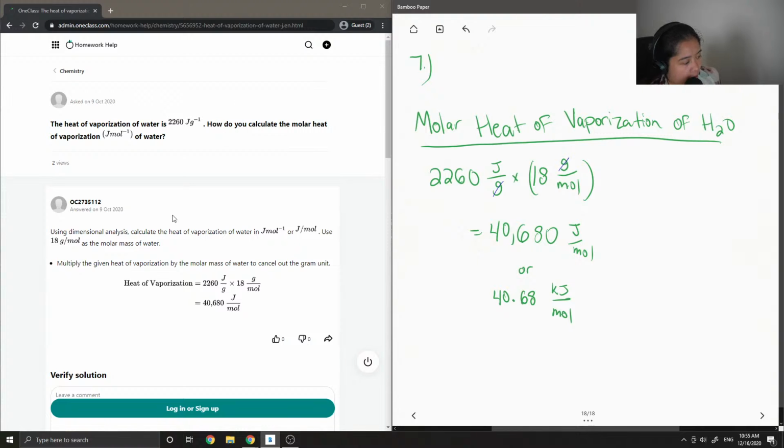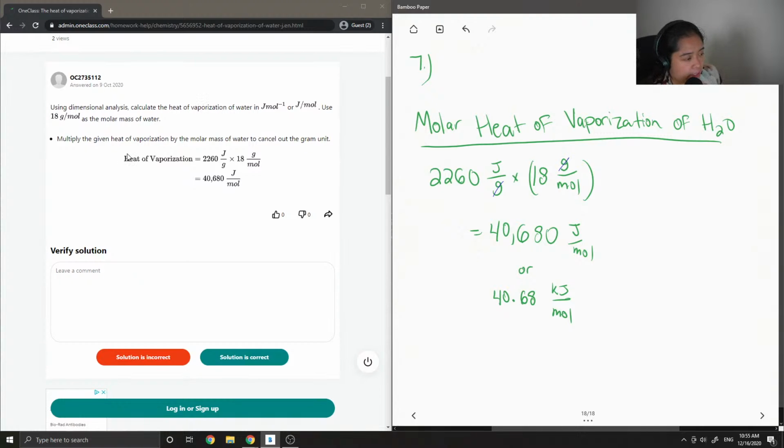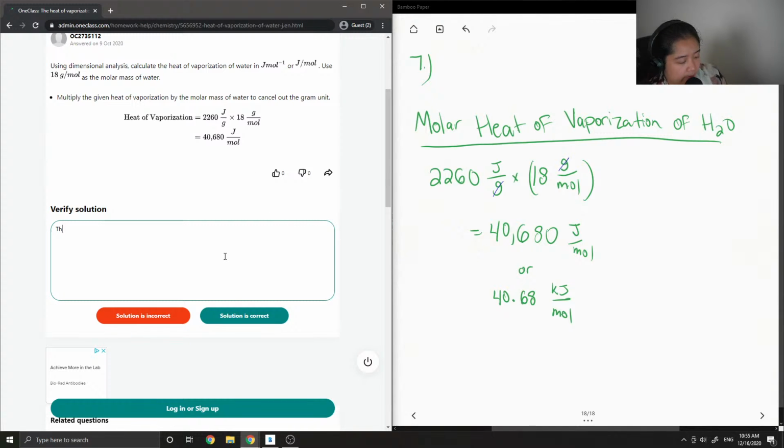Okay, so the junior tutor said, using dimensional analysis, calculate the heat of vaporization in joules per mole. Use 18 grams per mole as the molar mass of water. Multiply the given heat of vaporization by the molar mass of water to cancel out the gram unit, and they got 40,680. Okay, so this solution is correct.